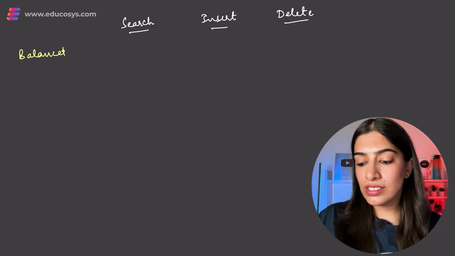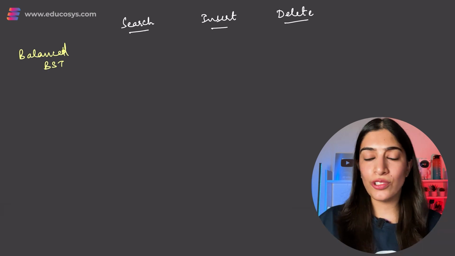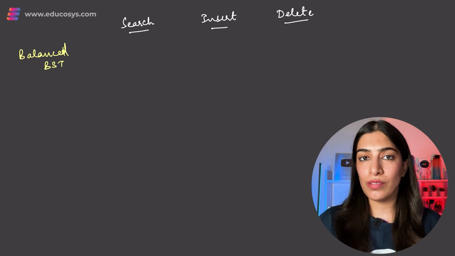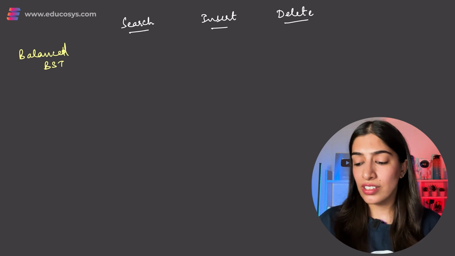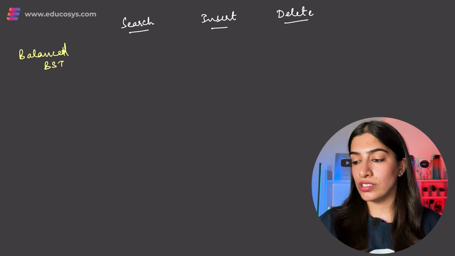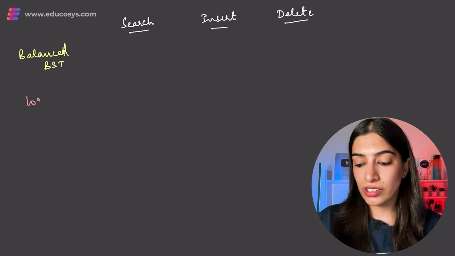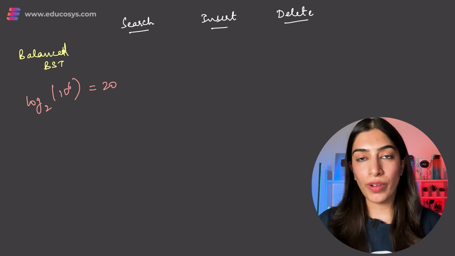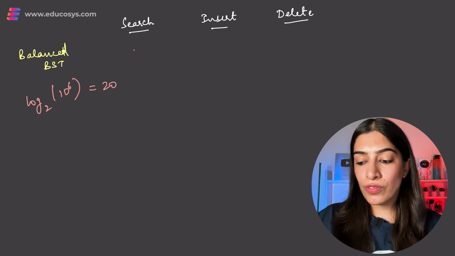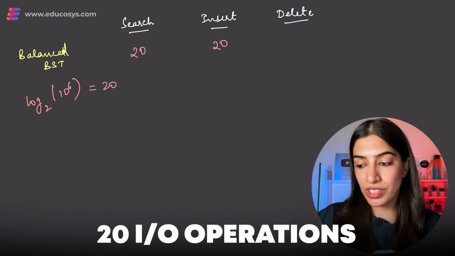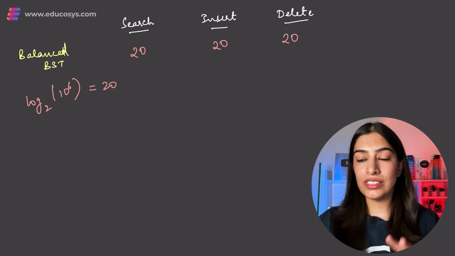Why? Because it is the most common solution, right? It offers us logarithmic time for searching, insertion and deletion. So if we consider 1 million records, what would be the answer? Log base 2 of 10 power 6 roughly comes out to be 20. That means we would have to do 20 IO operations with the hard disk for search, insert and delete.